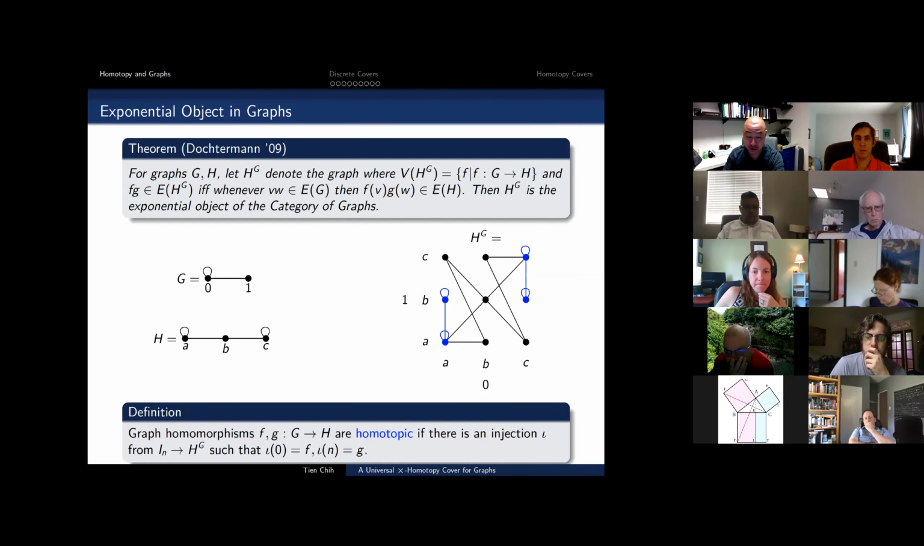So you're homotopic if there's this looped path in the exponential object. Right, so like this guy here goes to this, so these two are homotopic and these two are homotopic. And that's the formal definition of homotopic. And as you can tell, this is a really cumbersome and frankly kind of awful definition.